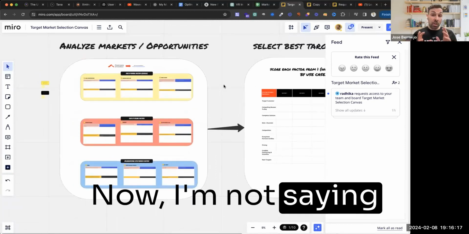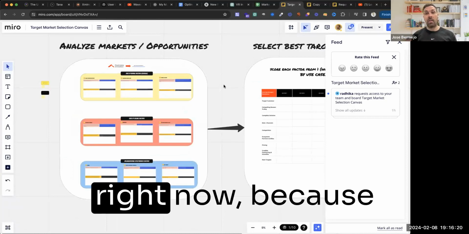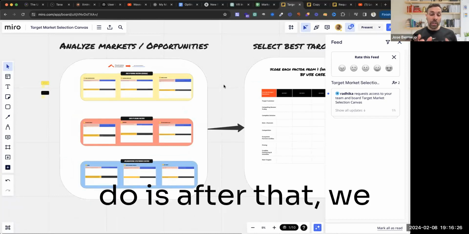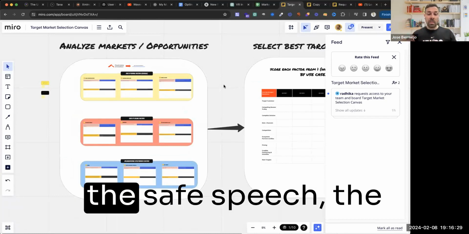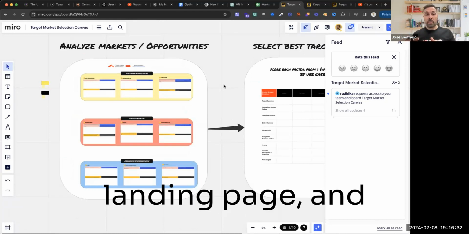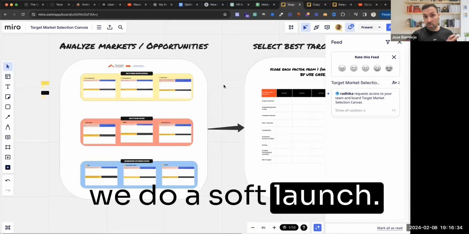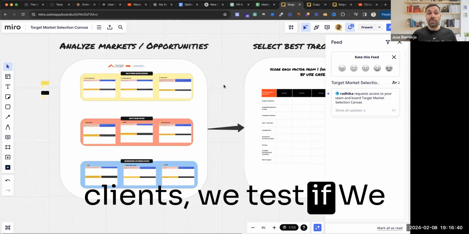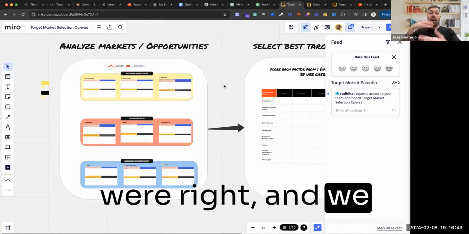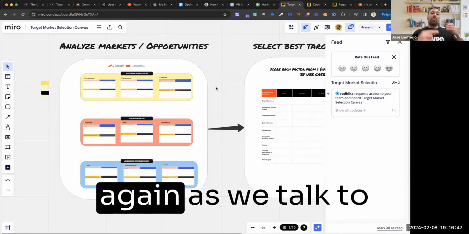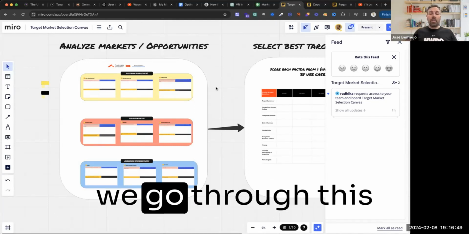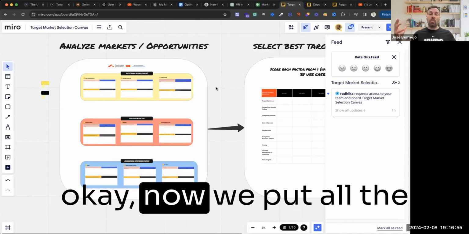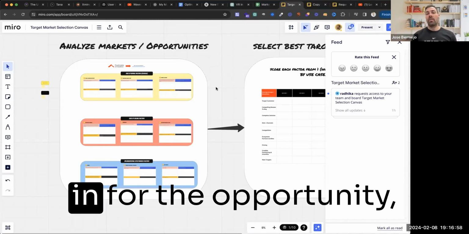Now, I'm not saying you have to put all your resources in there right now, because we need to continue. So this is an iterative process, right? What we're going to do is, after that, we build the messaging, the sales pitch, the landing page, and we do a soft launch. We find our first clients, and with these first clients, we test if we were right, and we further iterate. We go through the scoring again as we talk to clients who are paying. Oh yeah, all of this was right. We can confirm with paid clients. Okay, now, boom, we put all the resources and we go all in for the opportunity.